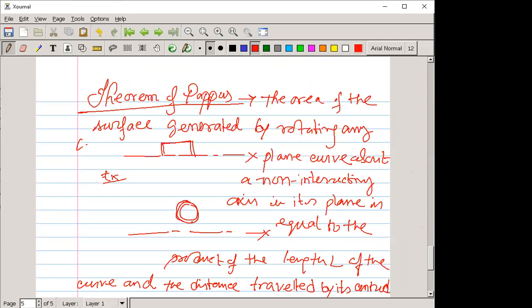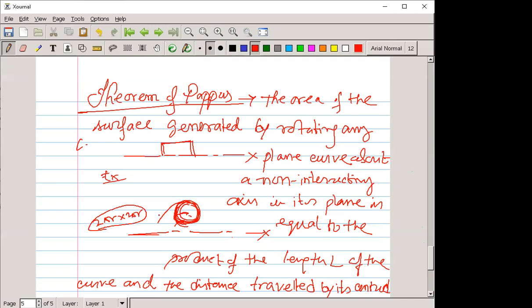So for any circular section, what is the centroid? This portion. So the amount of traveling length it will travel when it rotates with respect to this x-axis: if this circle rotates, then the area should be the perimeter of this circle times the length traveled in the circular way. So it is 2 pi r and again 2 pi r. So that is your area.